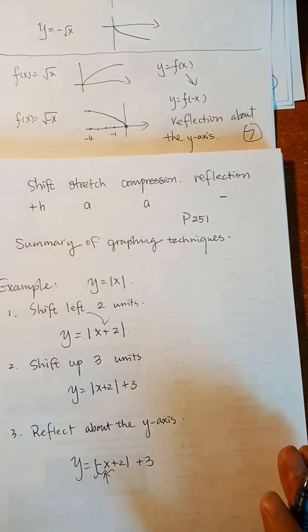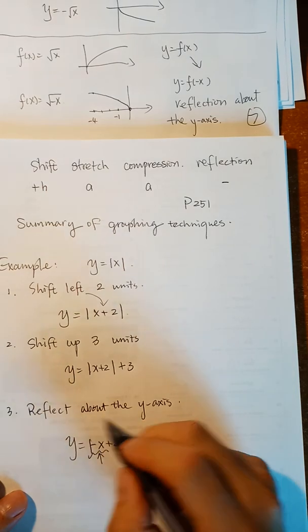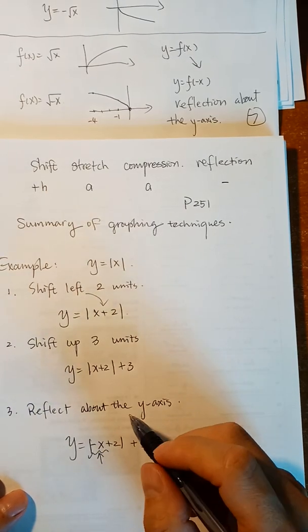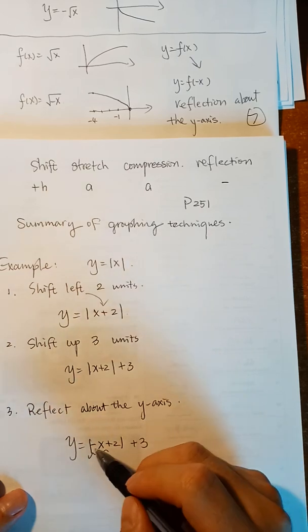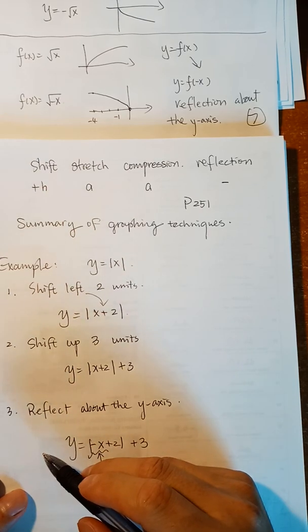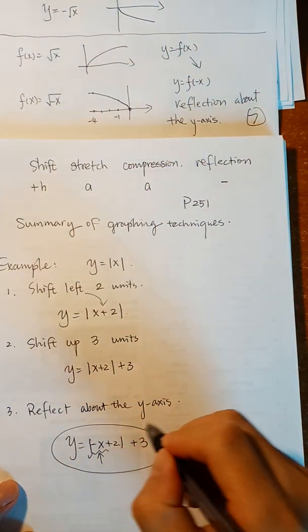Just change x to be negative x. You reflect it about the y-axis. Okay? If you reflect about the x-axis, you change y to be negative y. About y, you change x. About x, you change y. So this is the final stuff.